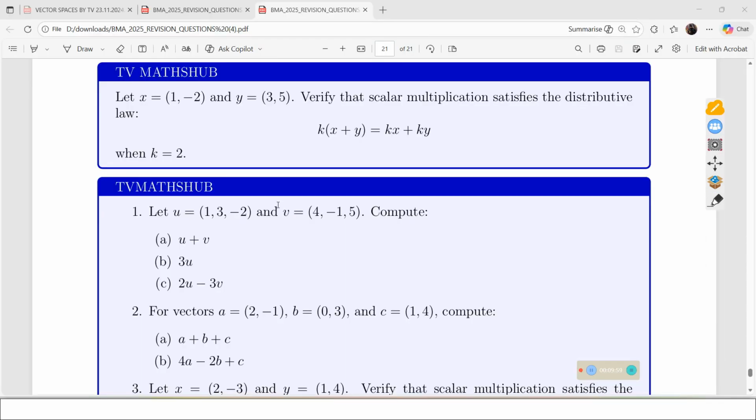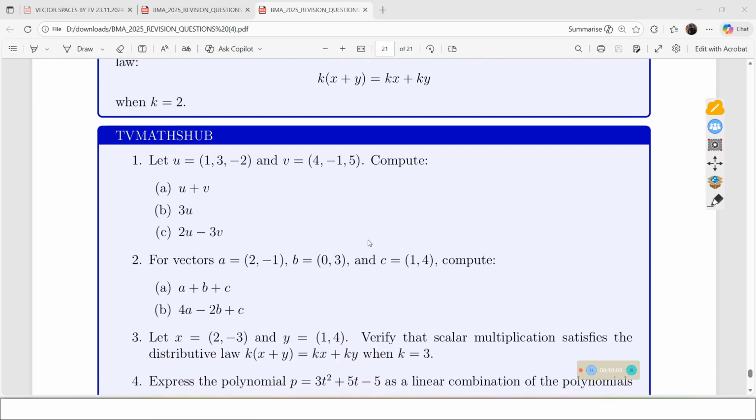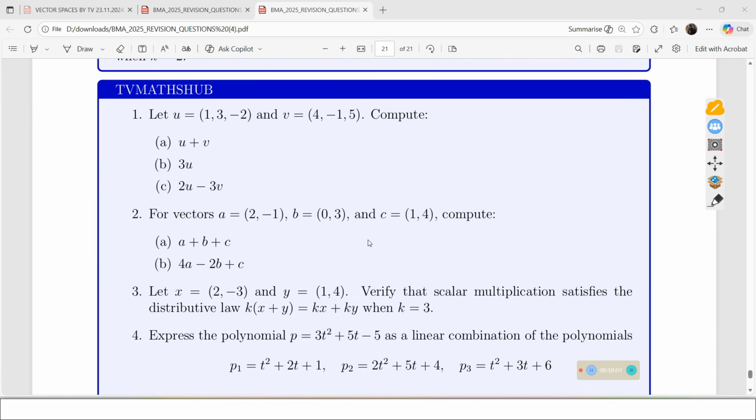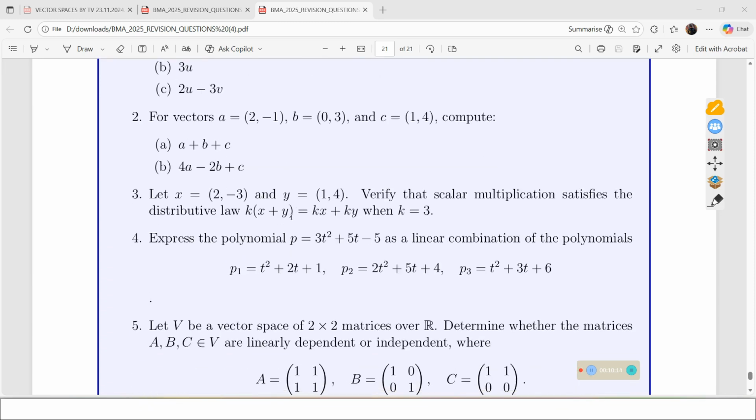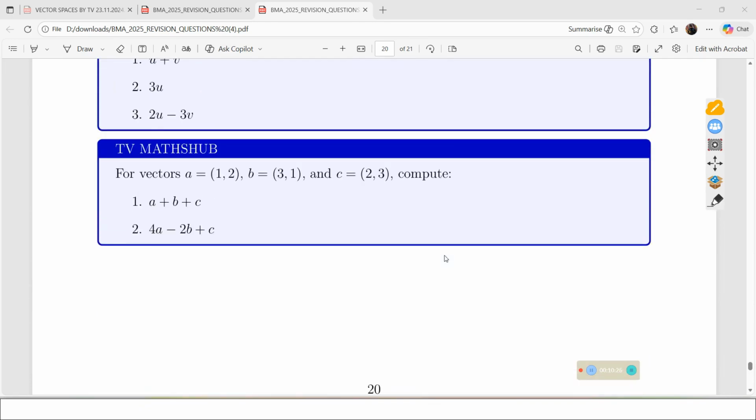So let us look at the next part. Let u be equal to that and v be equal to that. That is basically the same as what we did. Okay, so we have already done that. This one is done. Then this part 3 is also done so far. Let us now look at part 4.